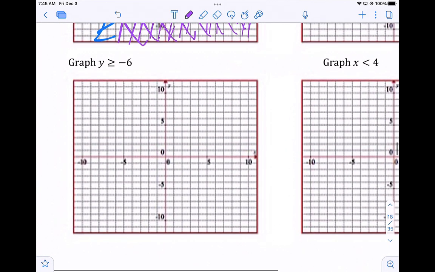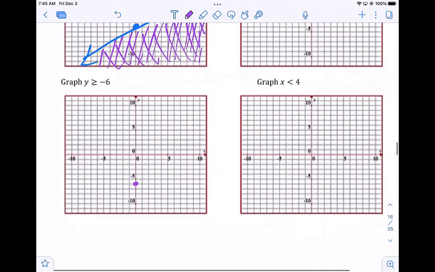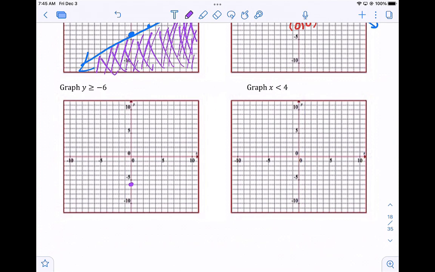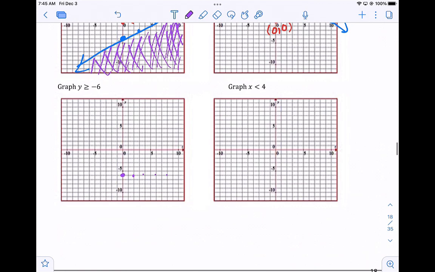Okay, let's graph this one. y is greater than or equal to -6. Again, y is by itself. The y-intercept is -6, so from 0, 0, we're going to go down 6. And here the slope is 0. So if the slope is 0, you go up 0, but you can go over. So we can just keep going over, and we're going to have a horizontal line.